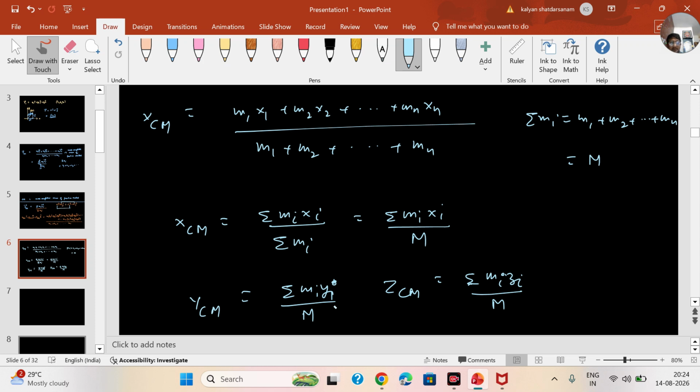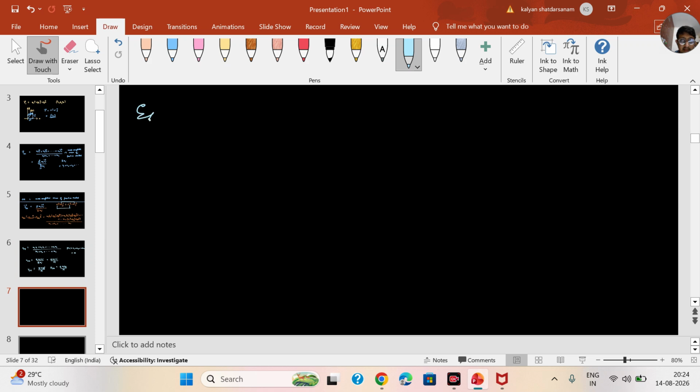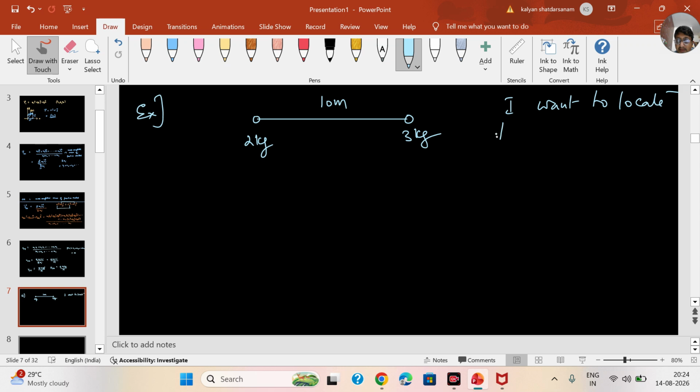So let us see one example of how to calculate the location of the center of mass. Suppose I have a 2 kg particle and a 3 kg particle, and both are separated by 10 meters. I want to find where the center of mass of the system is. I want to locate this special point called the center of mass. So how do we find it?